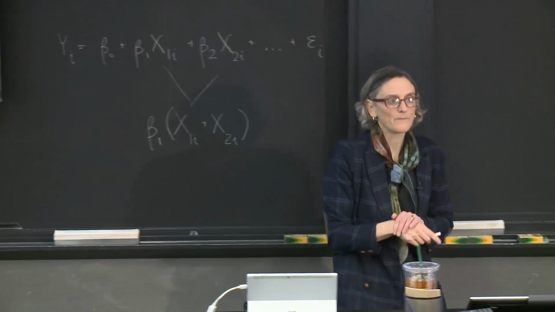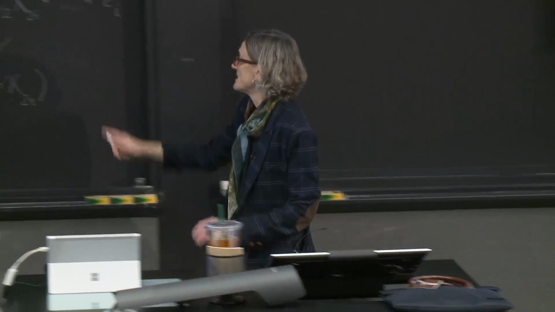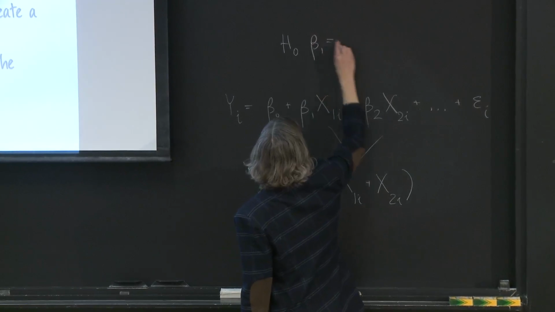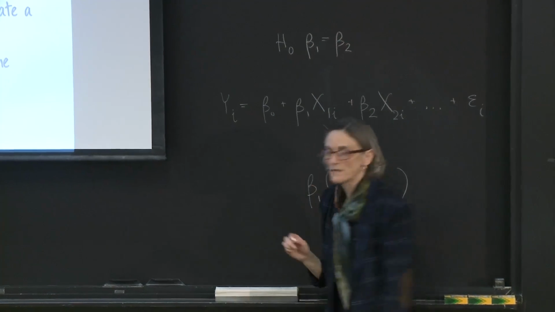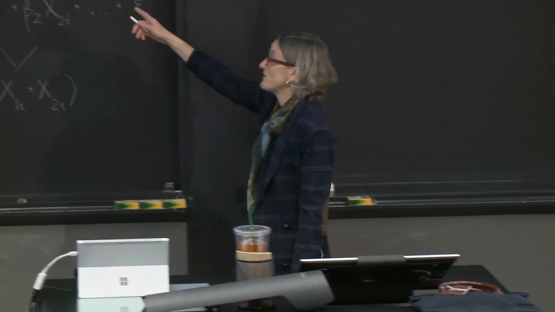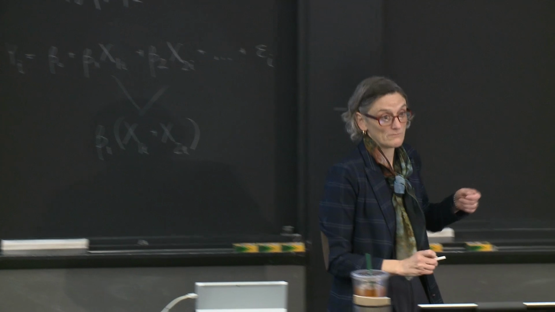Okay? Yep. So are we testing that the first beta 1 and the second beta 1 are the same? Exactly. Yes. This is testing the hypothesis that beta 1 is equal to beta 2. Okay? Yep. Is that different from testing beta 2 separately? Yeah, it's definitely different. So here, these betas could be anything. They could be a million. We're just testing the hypothesis that they're equal. Okay?